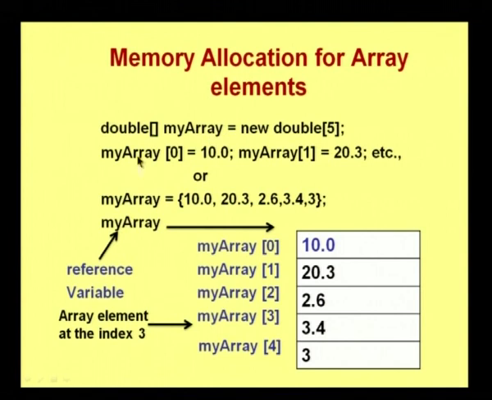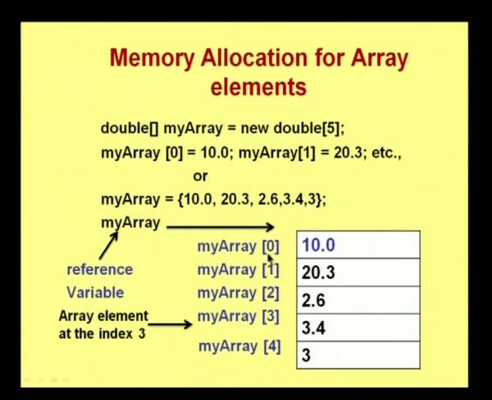using this statement. Or else, since I have already declared it, instead of memory allocation I can directly assign some values. This will in turn allocate the memory. So if I use this statement, automatically your values will be initialized as your memory will also be allocated. You can see that my array is nothing but a reference variable.